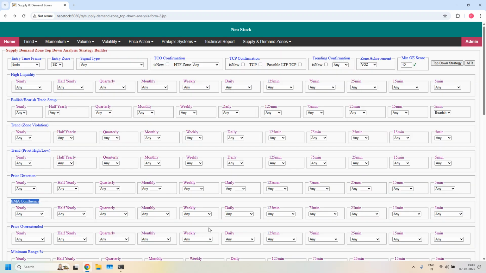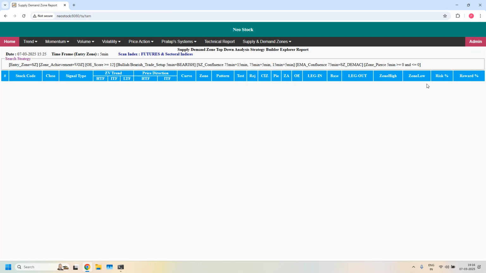In the EMA confluence at 75 minutes time frame, setting the filter 75 minute supply zone having daily EMA confluence. And anyway 75 minutes trend is downtrend in that stock. So let's filter. So that is not having EMA confluence. Okay, so this is about bearish trade setup for hourly income trade.